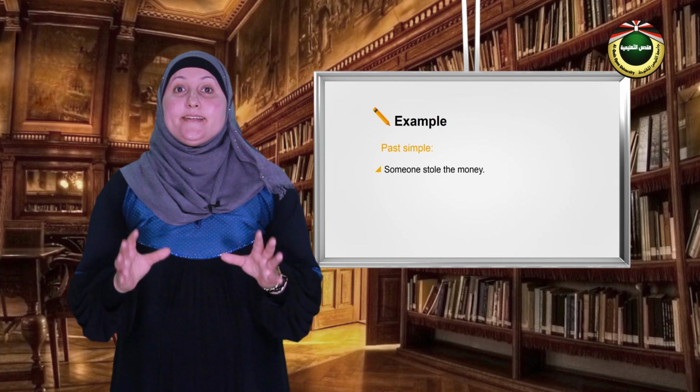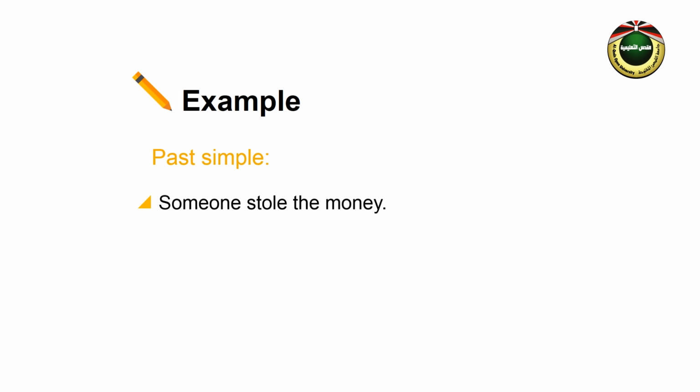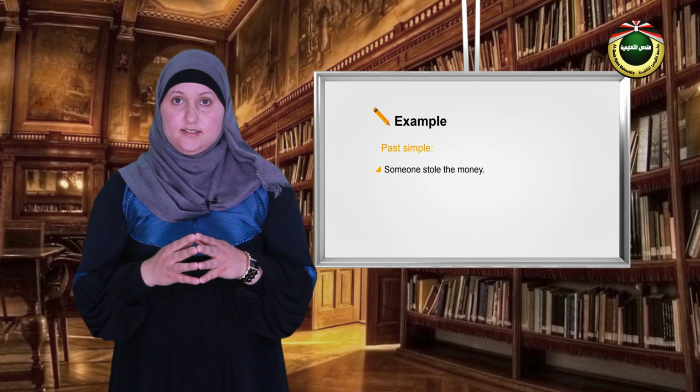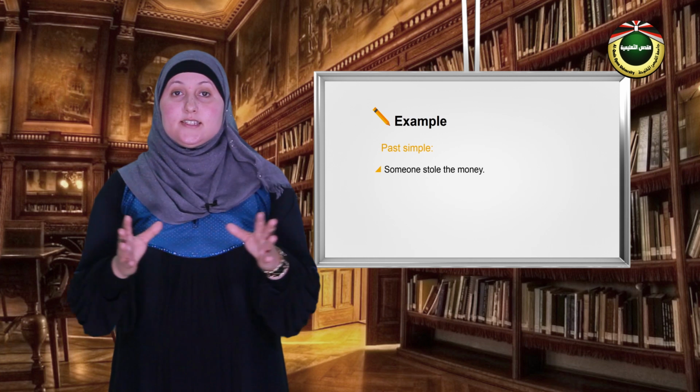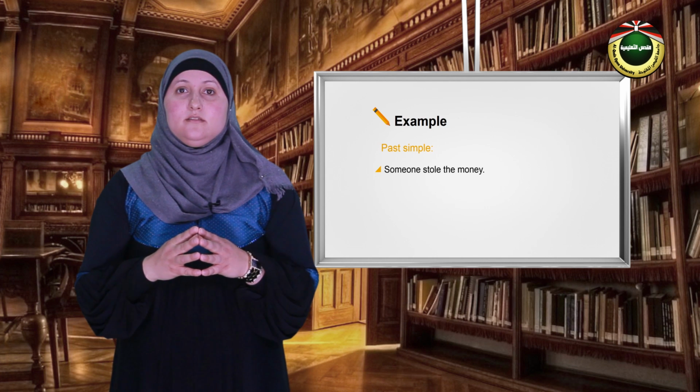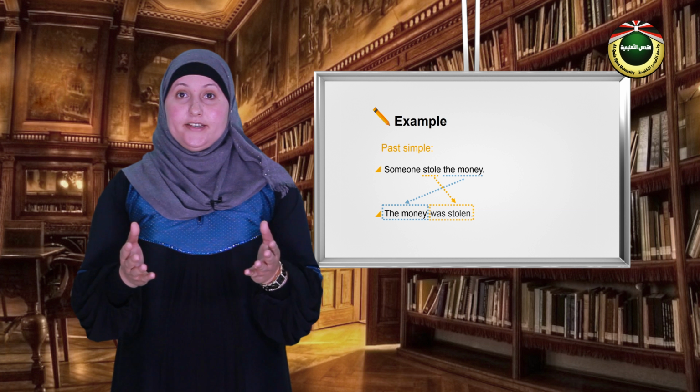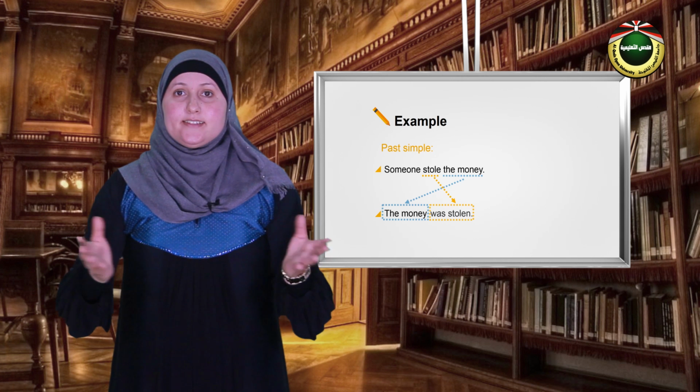Let's start with the past simple. For example, someone stole the money. This is an active sentence. To change it into a passive sentence, you have to get rid of the subject, someone. Drop it. Then, put the object, the money, at the beginning. Add the helping verb was, because the subject, the money, is used as singular, and the verb is past simple. And finally, put the main verb, stole, in its past participle form, which is stolen. The money was stolen is a passive sentence.